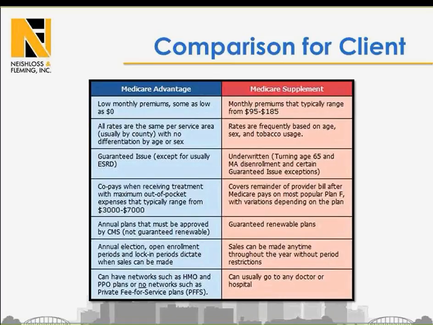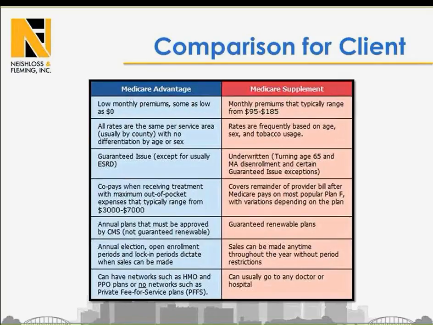Now, Medicare Advantage, there's going to be copays. The max isn't $7,000 anymore, it's $6,900. However, you can tell them max out of pocket will typically range between $300 and $6,900. Medicare Supplement, if you get a Plan F, it covers everything. You just have to worry about deductibles if you choose a Plan N or a Plan G, in which case you can get into those details if they choose to go the Medicare Supplement route.